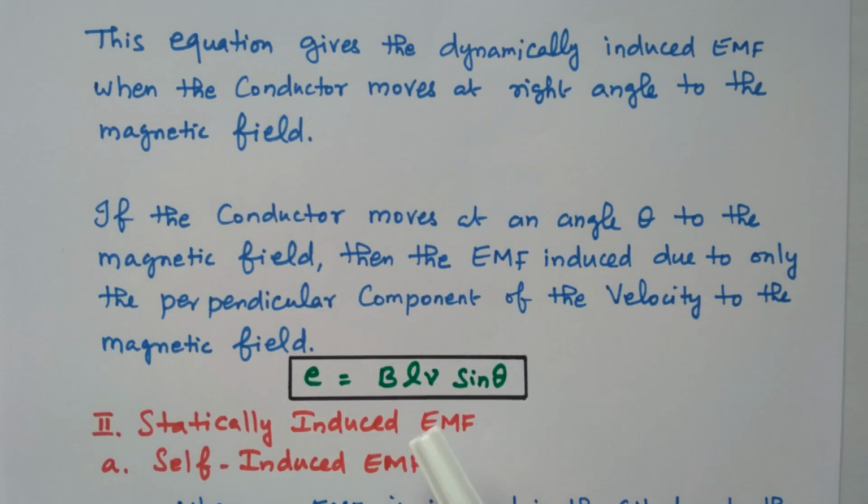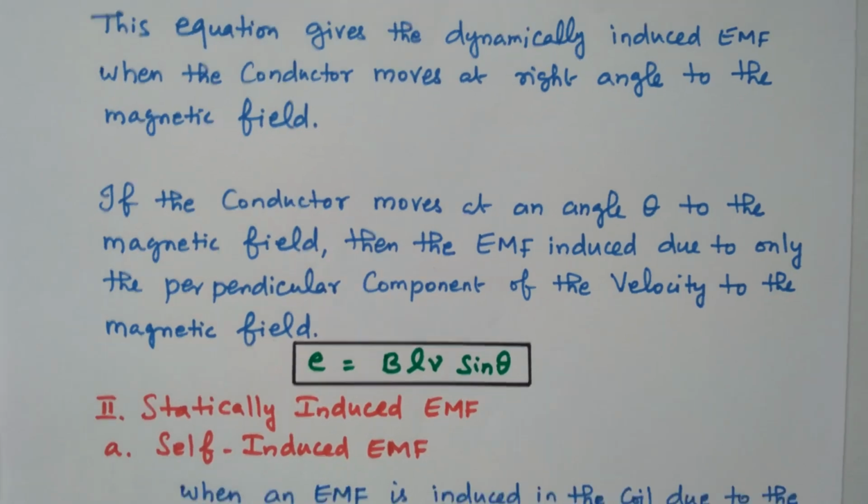So the dynamically induced EMF is nothing but E equal to BLV sin theta. Now we got the expression for induced EMF. Now we will go to the second case, statically induced EMF.